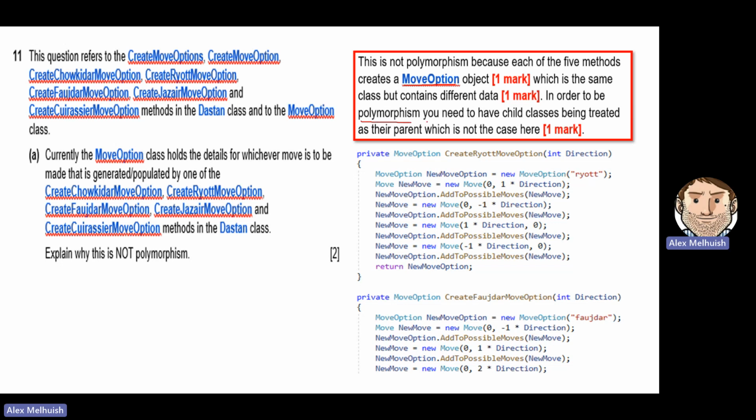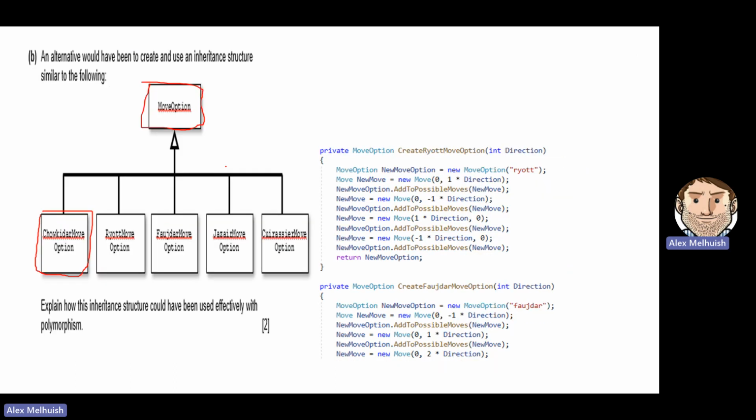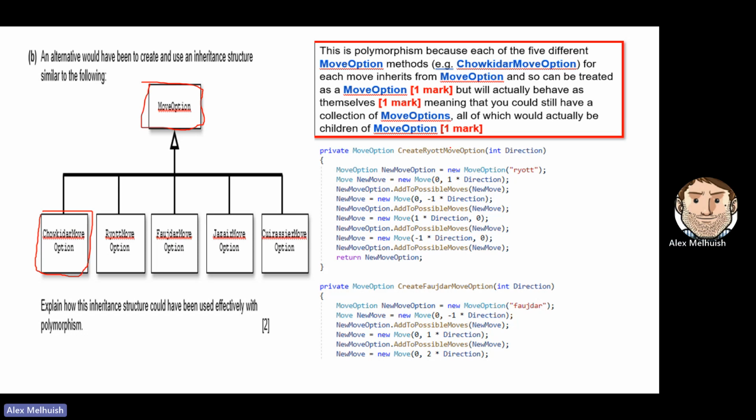So in order for it to be polymorphism, you need to have child classes being treated as their parent, which is not the case here because there is no parent-child relationship on the previous question. But here, the child would be treated as a parent, but it could implement its own behavior.